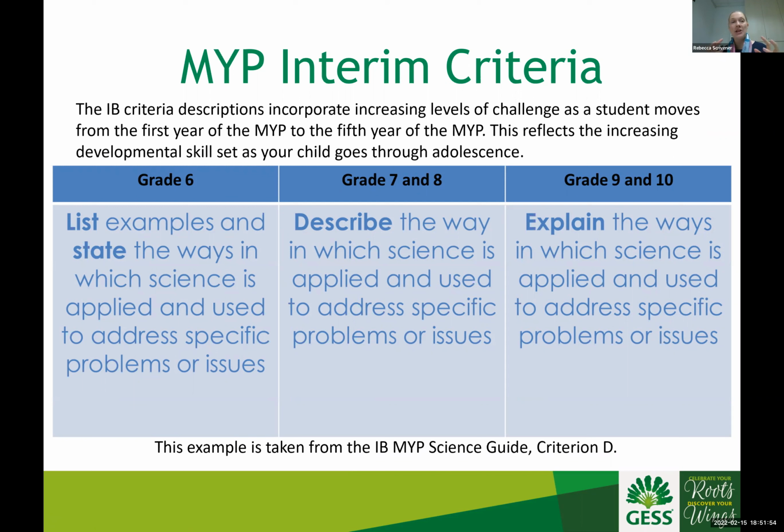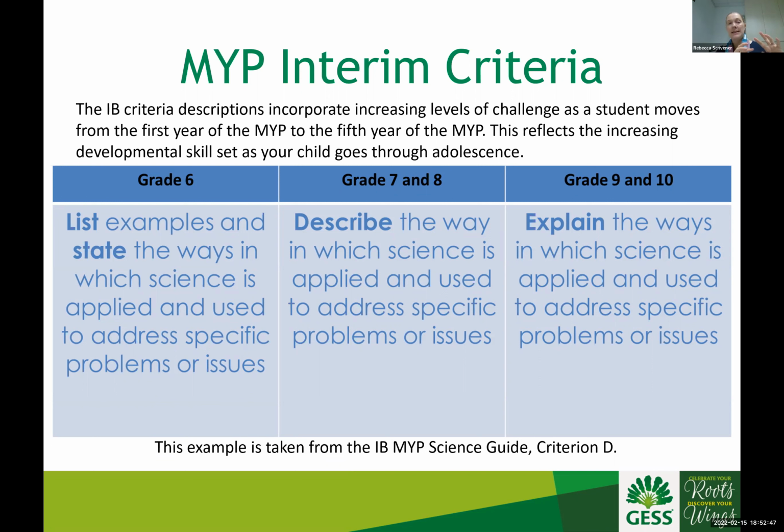MYP, as I said, publishes 4 criteria per subject group. And what they have is 3 variations for each criterion. So they have what they call MYP year 1, MYP year 2, 3, MYP year 4, 5. And we see subtle jumps. So I've given you an example on the screen, which is taken from the MYP Science Guide. This is criterion D. Criterion D gets students to link the learning from the course content to the real world. How are we using science to solve problems in the real world? So you can see the IB published 3 variations of criterion D assessment description.